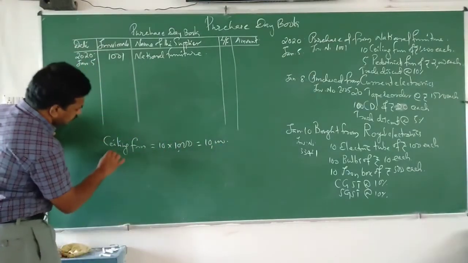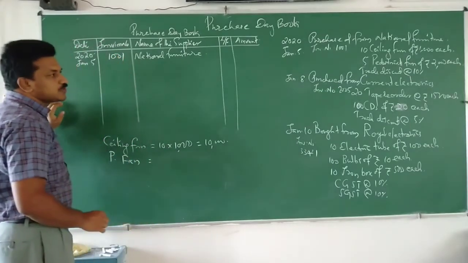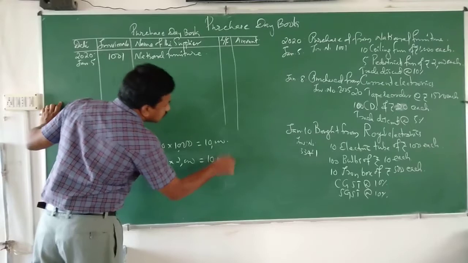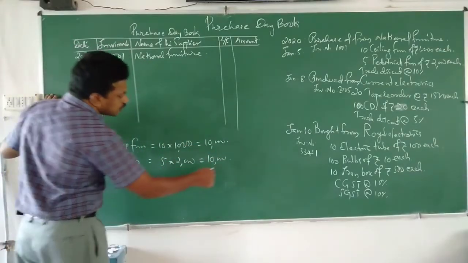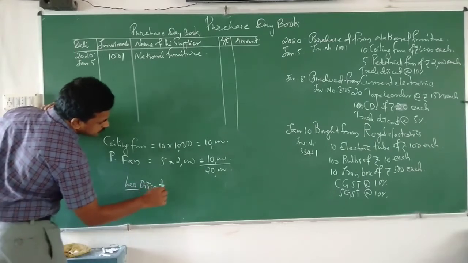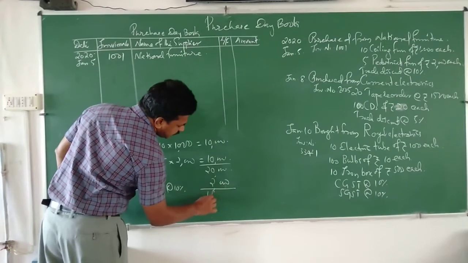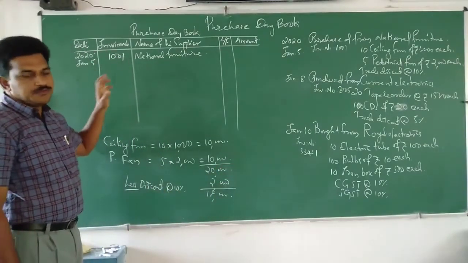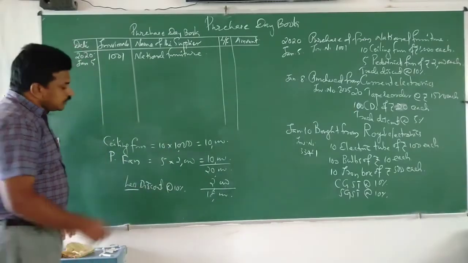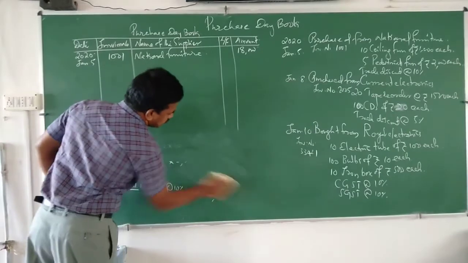Then pedestal fan. How many? 5 pedestal fans of rupees 2000 each. So 5 into 2000, that also is 10,000. So 2 items purchased, total is 20,000, less discount at the rate of 10%. So that can be written here, 2,000, remaining 18,000. This can be shown here itself, otherwise it can be shown separately. So here we will write 18,000.